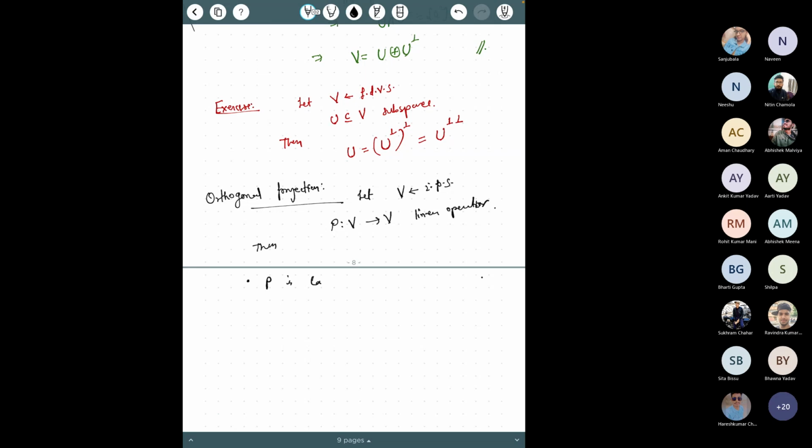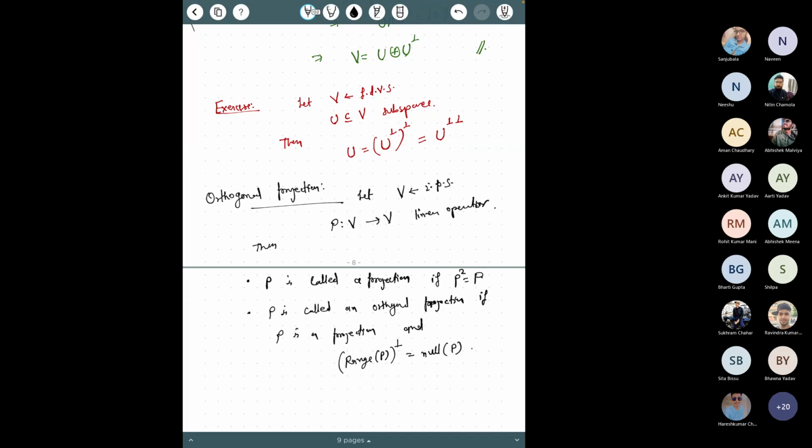Then P is called a projection if P square is equal to P. That means the composition of P with itself gives you the operator P. And secondly, P is called an orthogonal projection if P is a projection and the range of P is orthogonal to the null space of P. The example which you gave is an example of orthogonal projection.